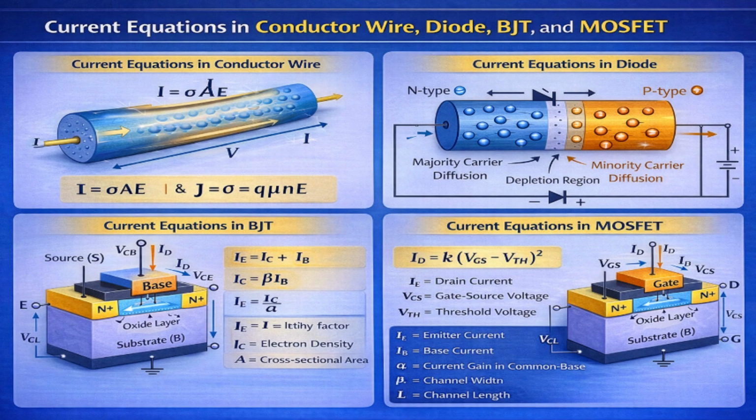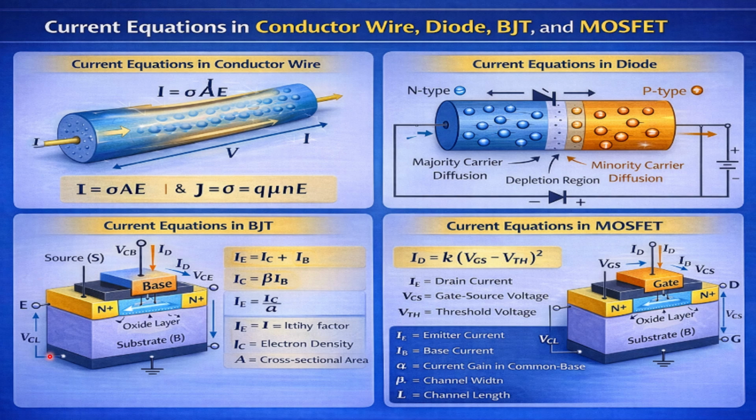So in this session, we will see how we can find out the current equations. You can see here, the current equation in a conductor wire we can find out using this equation, that is J is equal to q n mu E. Similarly, current we can find in the diode, that is I is equal to I naught exponential of (V by eta Vt) minus 1, we will see.